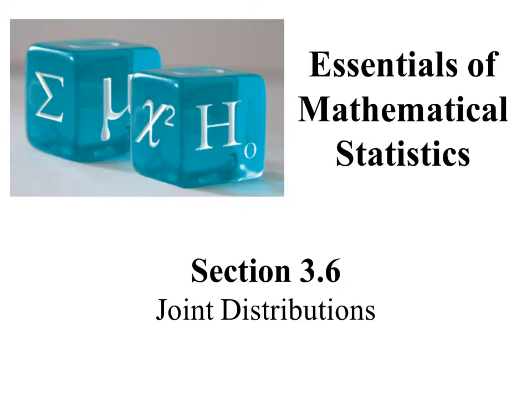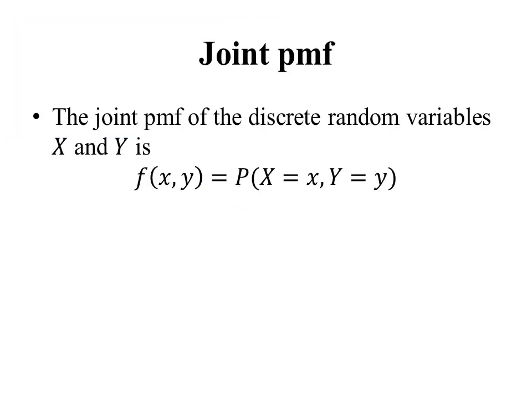Sometimes in a random experiment there's more than one random variable that we might be interested in, and we may want to know a probability of some combination of those random variables. And so to calculate such probabilities, we're going to use this idea of joint distributions. And we're going to start off talking about discrete random variables and a joint probability mass function, or joint PMF.